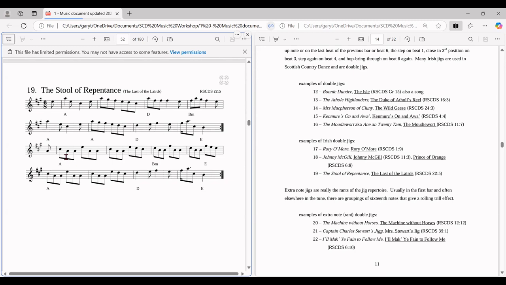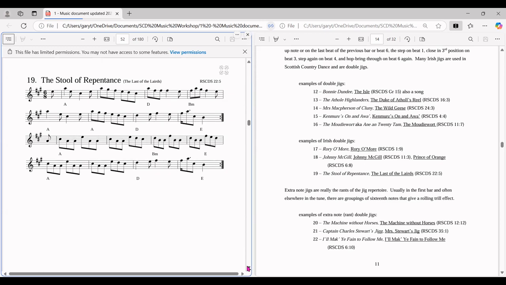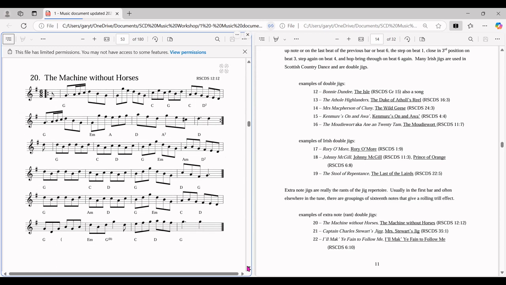Right, so a lot of duplicated notes. Is there a single bar? Well, up until the last 2 bars, it happens in every bar. So it's a lot of repeated notes. And that is, as I said, a characteristic of Irish jigs.